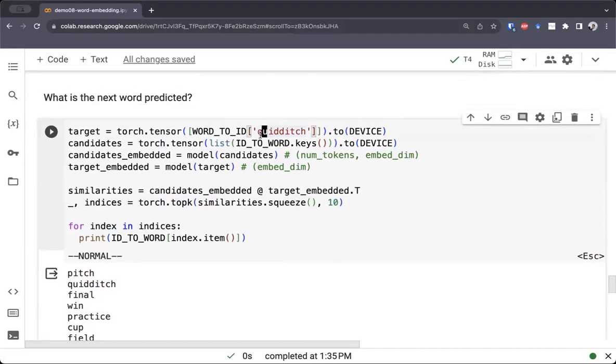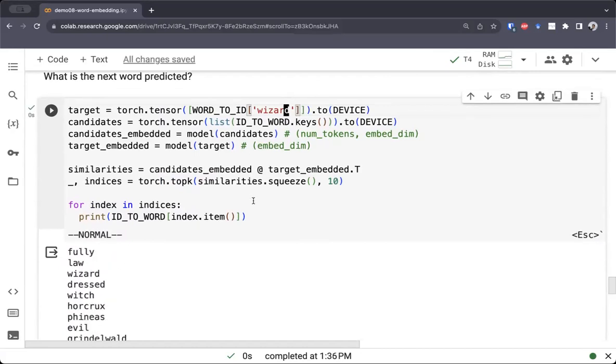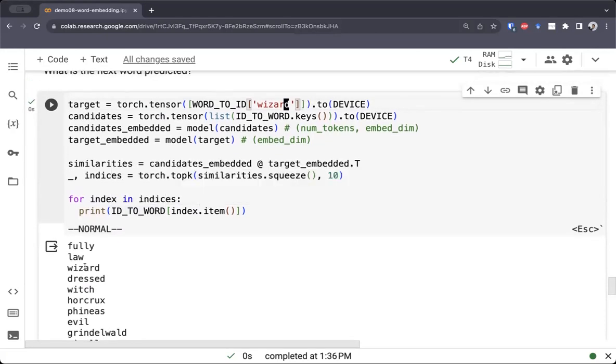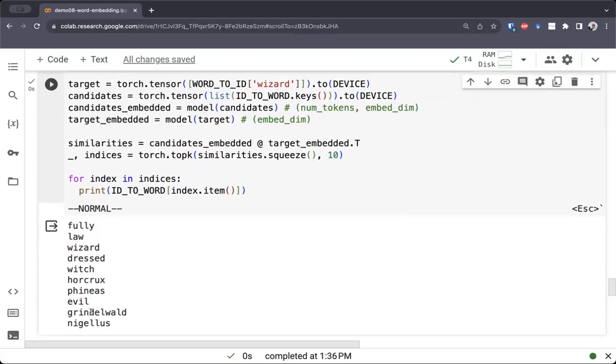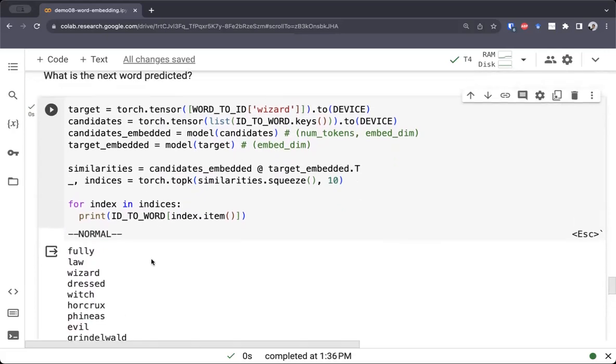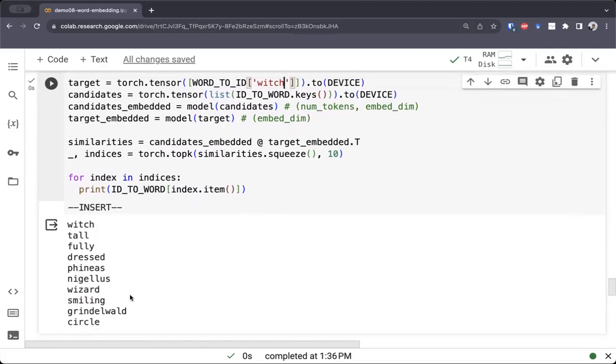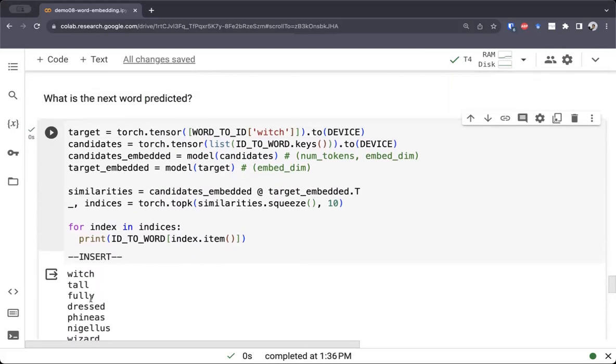You are welcome to play around with other words here. It will not work so well for words that are quite common because we limited the frequency of them, but words that are less frequent, you can find here. So it looks like wizard is close to fully and law, which I don't quite understand, but it's also close to wizard, witch, horcrux, Phineas, that's funny, evil, Grindelwald, and Nicholas? I'm not sure who that is. I should brush up on my Harry Potter lore. But it's close to witch, which is quite interesting. Which in turn is close to wizard and lots of these other words.